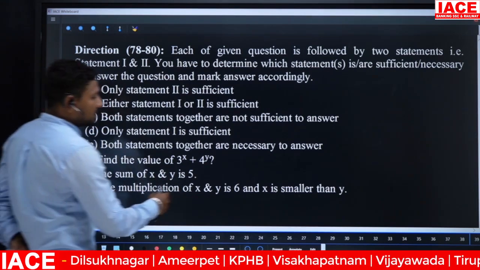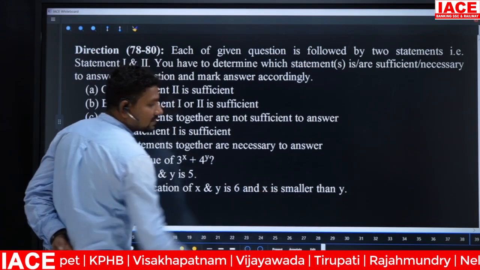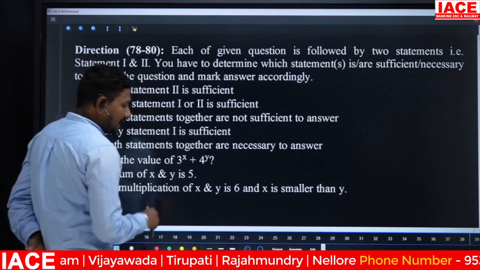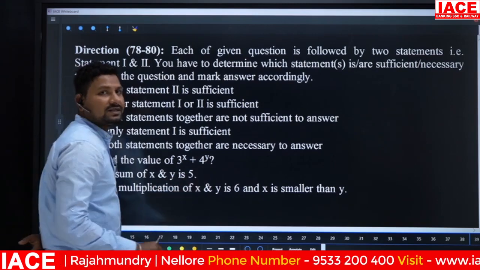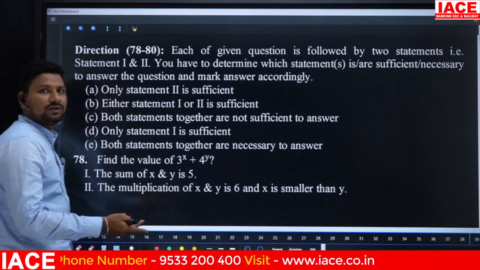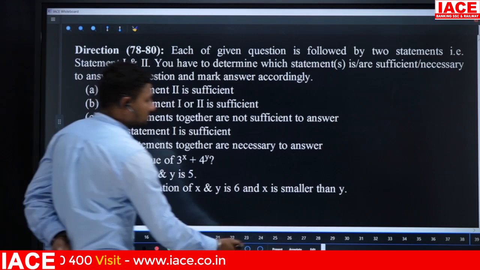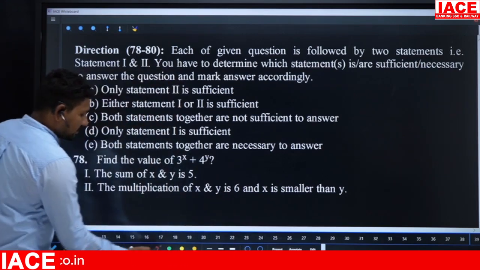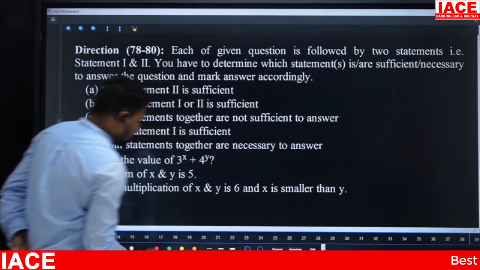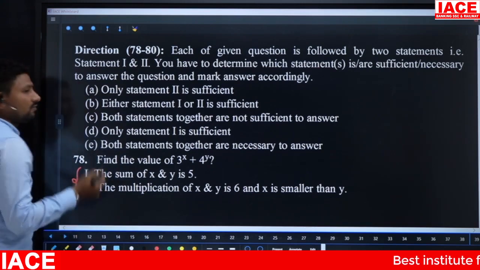And the multiplication of x and y is 6, and x is the smaller number. Two numbers are added, it is 5. Two numbers are multiplied, it is 6. That means the two numbers are only 3 comma 2 and 2 comma 3, and x is the smaller, so we can easily say which statement is suitable to find an answer. Both the statements are required to find an answer.